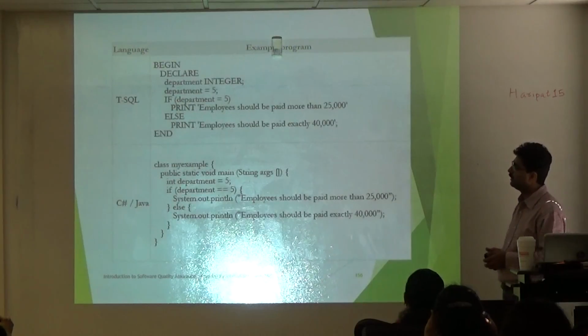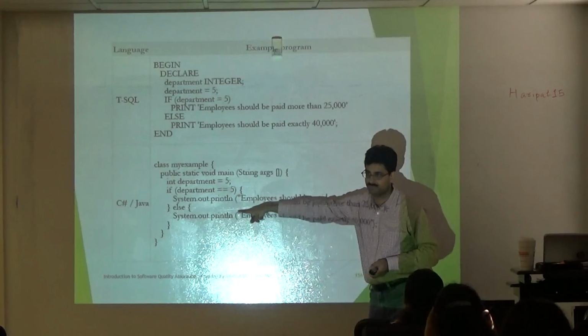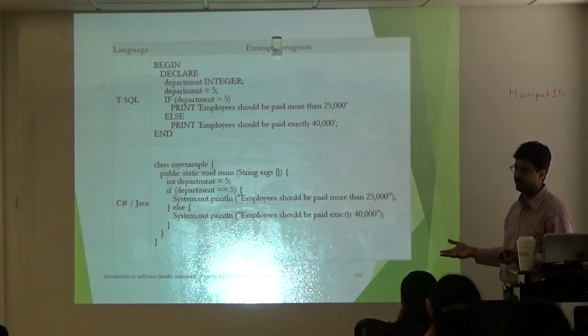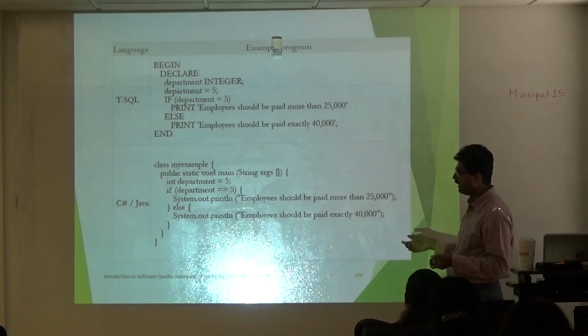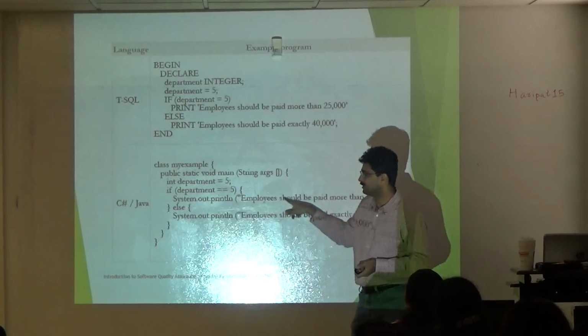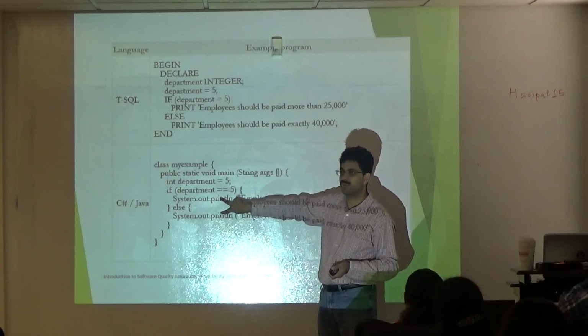So let's take a look at this. Fairly simple, if else. We looked at that case when we tried to assign the interest rate value based on the condition of the credit score. And in this case, if my department is 5, then print this thing, else print this thing. Only one of them is going to execute.